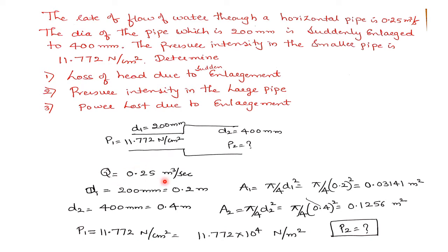So this discharge is given. Similarly, the pressure at section 1 is also given, 11.772 Newton per square centimeter. So we have converted it into Newton per meter square, that is 11.772 into 10 to the power 4 Newton per meter square. He has asked us to calculate the pressure intensity at section 2, that is in the larger pipe, also.